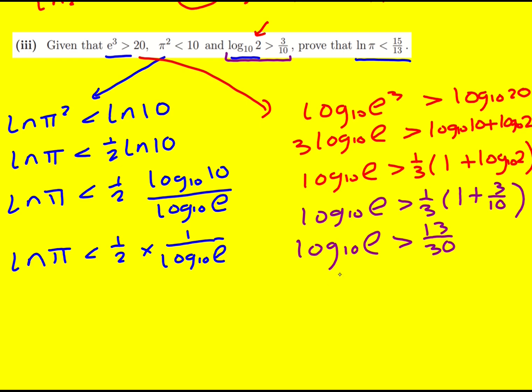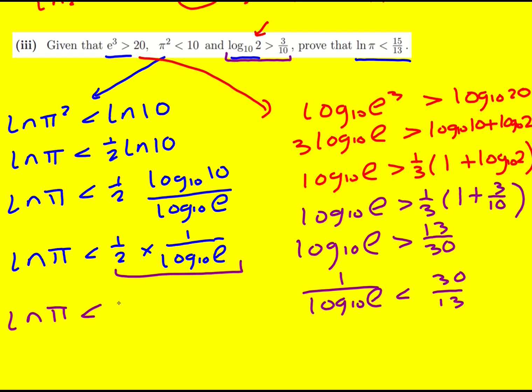Actually, what that means is that 1 over log to base 10 of e is going to be less than 30 over 13. When we take the reciprocal in an inequality, assuming they're both positive, you can do it. Then you just swap the sign around and flip them both around as well. And that means that ln pi, because this is less than 30 over 13, is going to be less than a half times 30 over 13. And so ln pi is less than this as well. And that leads to our result. Ln pi will be less than 15 over 13.